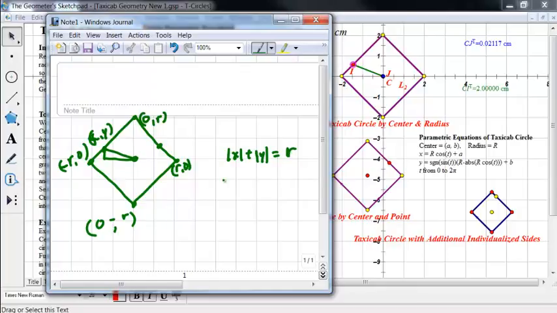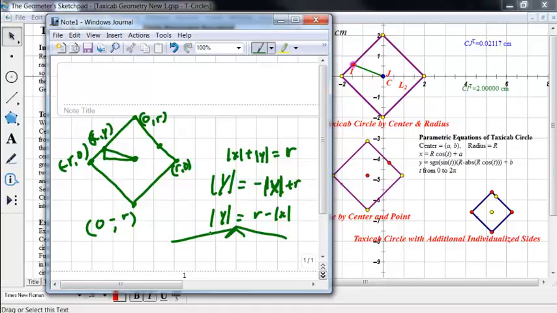So let's go ahead and solve for y. That's absolute value of y equals negative absolute value of x plus r, or in other words, r minus absolute value of x. Now, what are the possibilities here? There's actually 4 of them. If y and x are both positive, first quadrant, this is just y equals r minus x. And that's going to be the equation for that side right there.